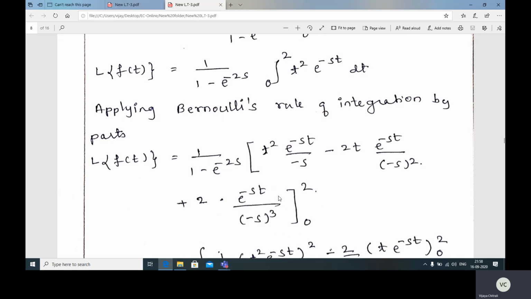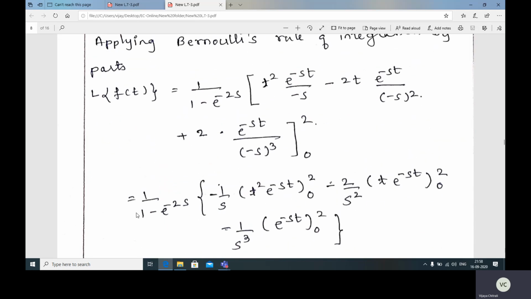So the integration varies from 0 to 2, limits from 0 to 2, right? So here 1 divided by 1 minus e raised to minus 2s is as it is. The denominator minus s is free from t, so take it outside: minus 1 by s, t square e raised to minus st, limits from 0 to 2.